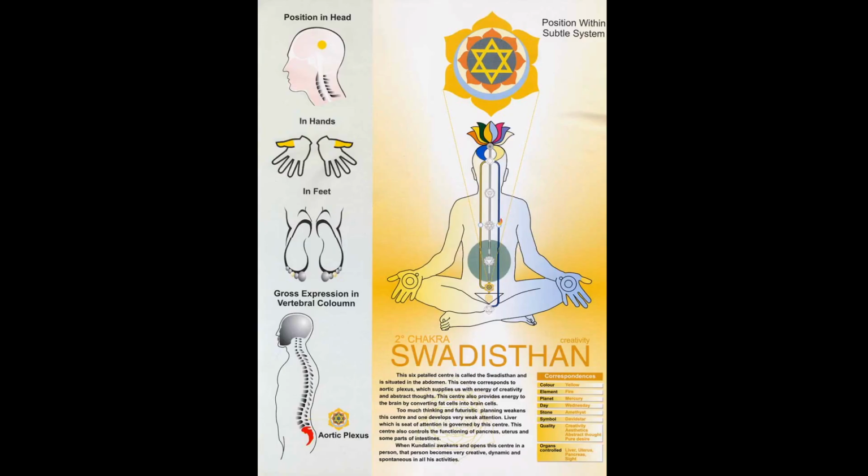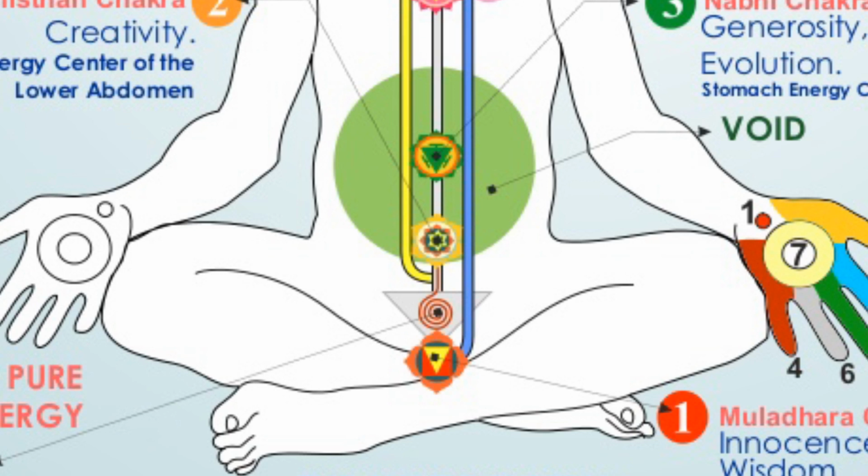Here in the subtle chart, you can clearly see how the Swadhisthana Chakra is placed in our spinal cord. It is the second energy center above the sacrum bone, the inverted triangular bone. Here is an enlarged view showing you the Swadhisthana Chakra, which is yellow in color.